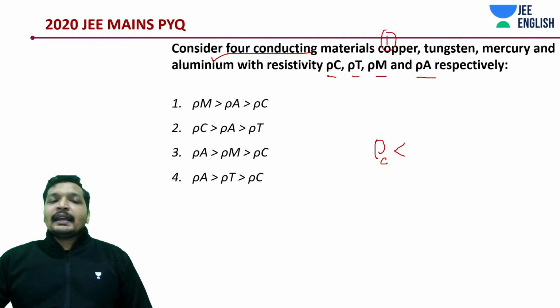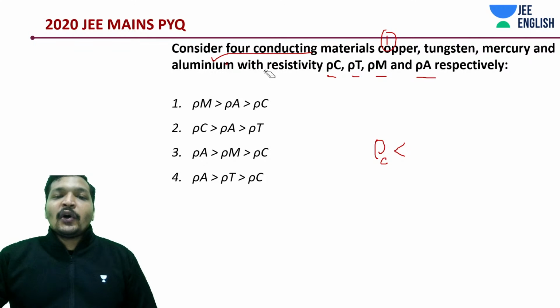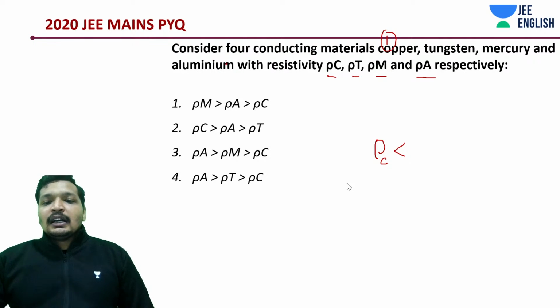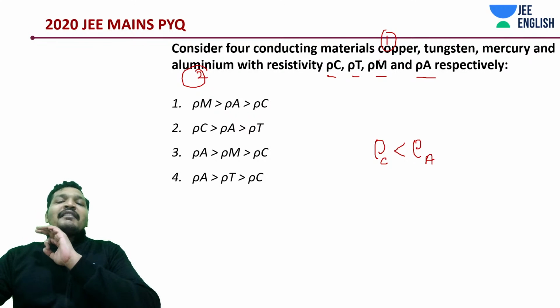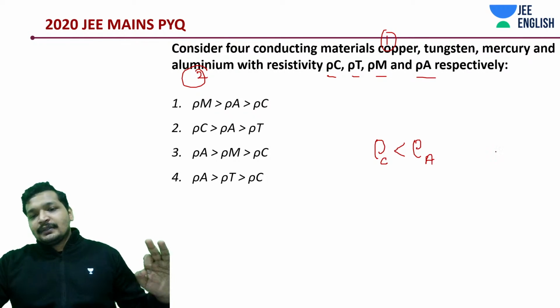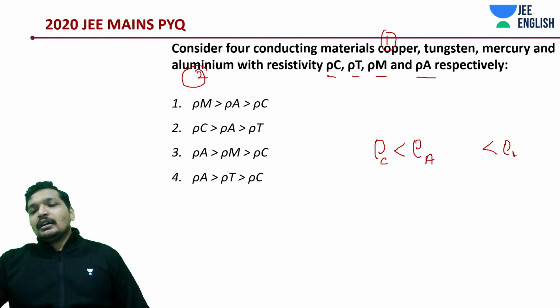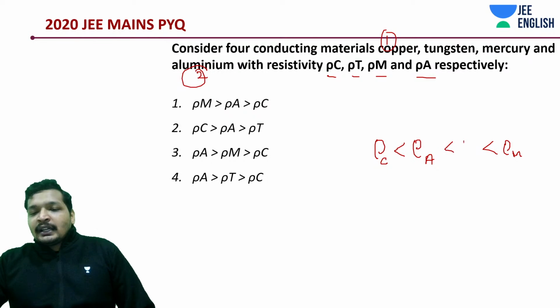First is copper, next is aluminium. Always. Okay, one more hint I will give you even before jumping to tungsten. Next is going to be tungsten, but before that let me tell you mercury. Mercury is going to have high resistance. And then in between would be tungsten.